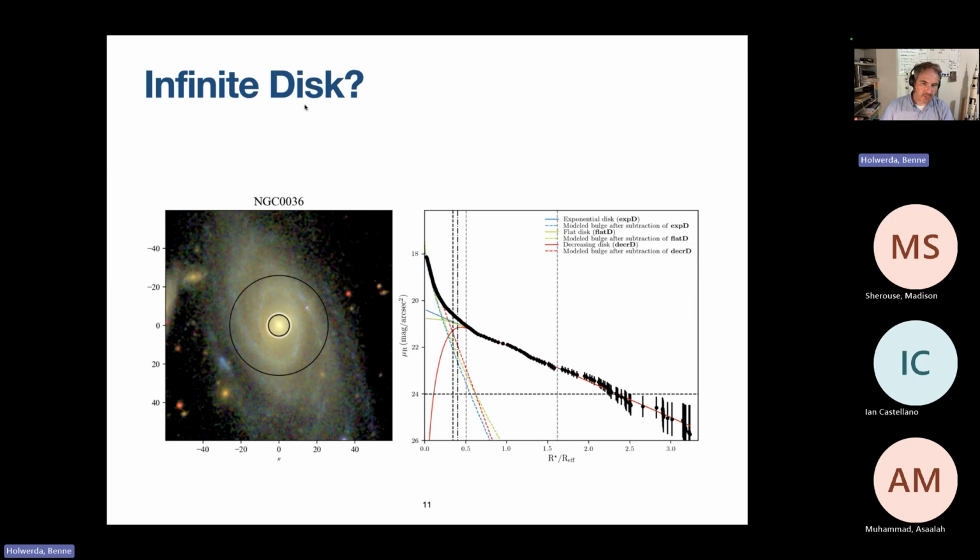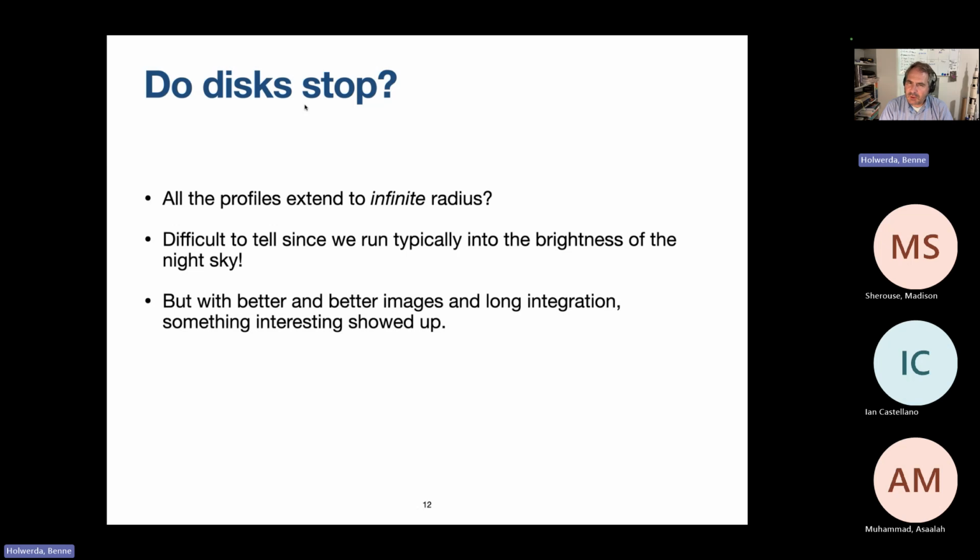At some point, it becomes probably moot because you have like 1 star per kiloparsec or more, and so you wouldn't be able to pick that up either. But it does feel like, does it go to infinity? Because these models are sort of set to extrapolate to infinity. Because we typically run into the night sky or the zodiacal light, so the light that gets reflected by dust in our own solar system, or some sort of background, some sort of like all sky effect.